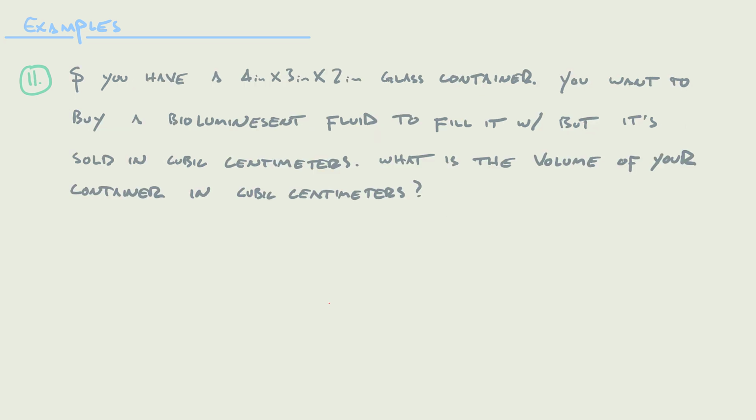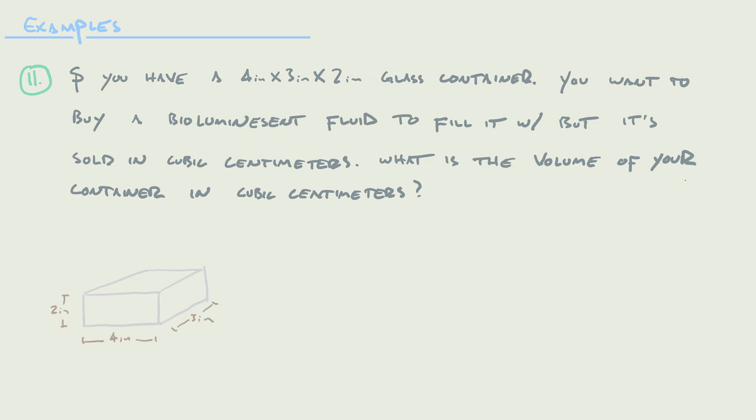All right, example number 2. Suppose you have a 4 by 3 by 2 inch glass container and you want to buy a bioluminescent fluid to fill it with, but it's only sold in cubic centimeters. So if you multiply 4 by 3 by 2, you're going to get cubic inches. But this liquid is only sold in cubic centimeters. So first we need to figure out what is the volume.